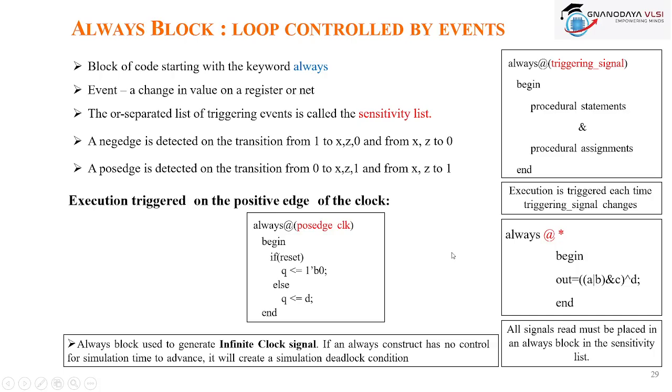When you are writing the code for the flip-flop, you need to use always @(posedge clock). That is the sensitivity list. Negedge means it will change from 1, x, z to 0, or from x, z to 0. Posedge means it will change from 0, x, z to 1, or x, z to 1.